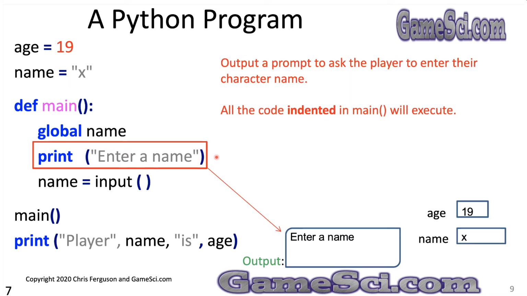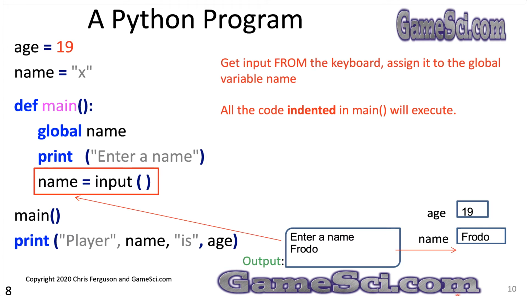Next, output a prompt to ask the user to enter their character name. And you can see the print command goes to the output and outputs here. All the code indented in main will execute. We are in the middle of the call to main, and everything that's indented here will execute.